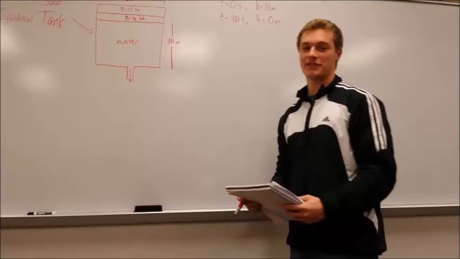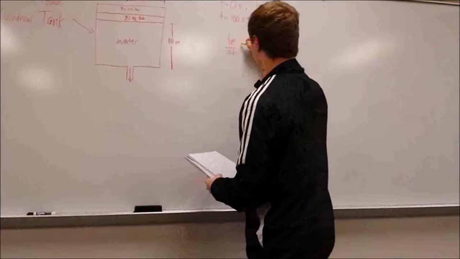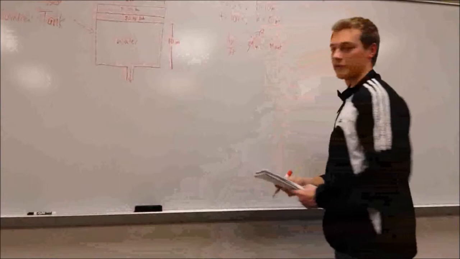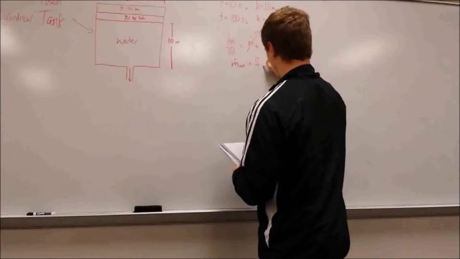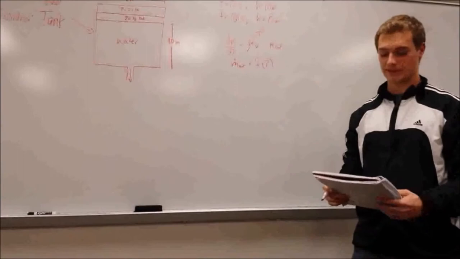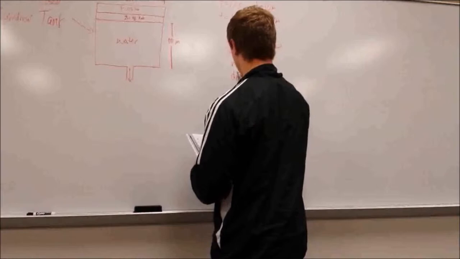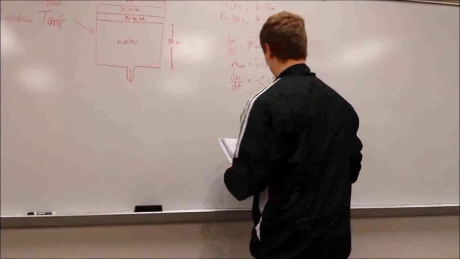Since there's no mass in, dm over dt will just be a negative m dot out. And we know that m dot out is a function of pressure only. So then we can say that the change in mass with respect to time is equal to a negative proportionality constant times the pressure, the total pressure. And we're going to call that C right now.